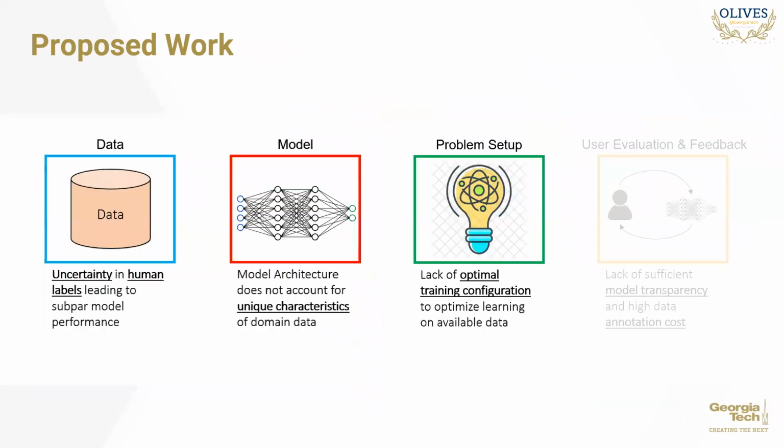That brings me to the end of the problem setup component. The next component that I would like to move into is the data component, where there is uncertainty in the human labels that leads to subpar model performance. We're going to look at whether it's possible for the human user to model this uncertainty and incorporate that into the training framework, to better account for the problem with labels that is commonly associated with geophysics applications.